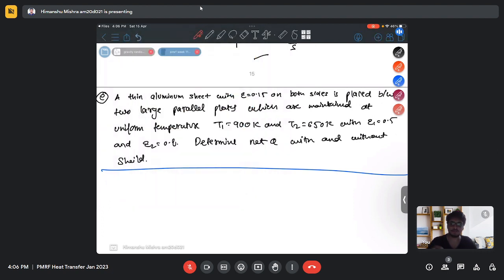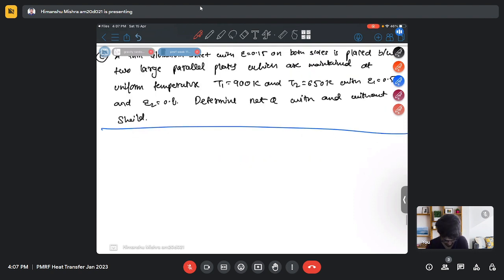So a thin aluminum sheet with emissivity epsilon 0.15 on both sides is placed between two large parallel plates which are maintained at uniform temperatures 900 Kelvin and 650 Kelvin with emissivities 0.5 and 0.8. Determine the net heat transfer with and without the shield.